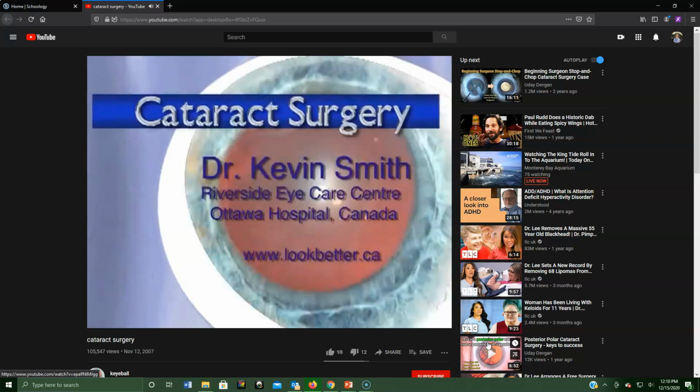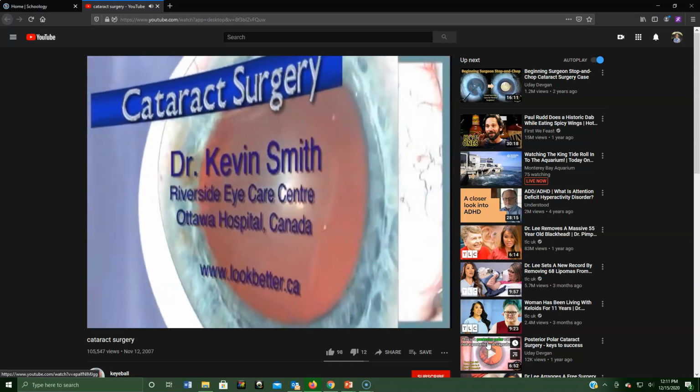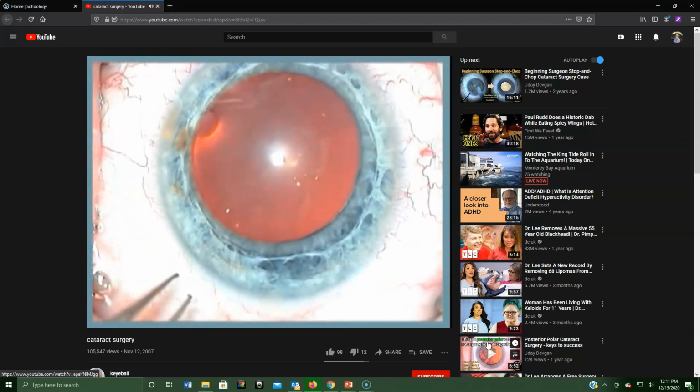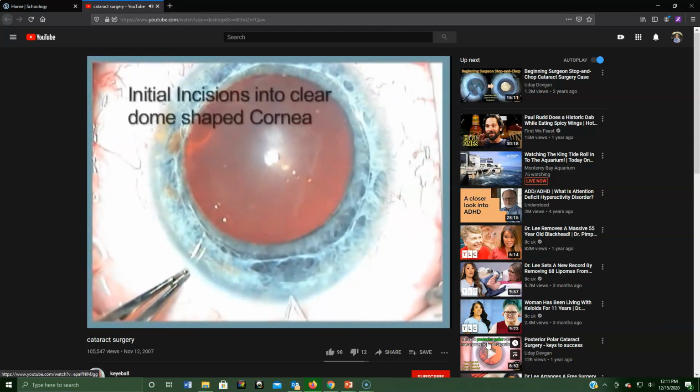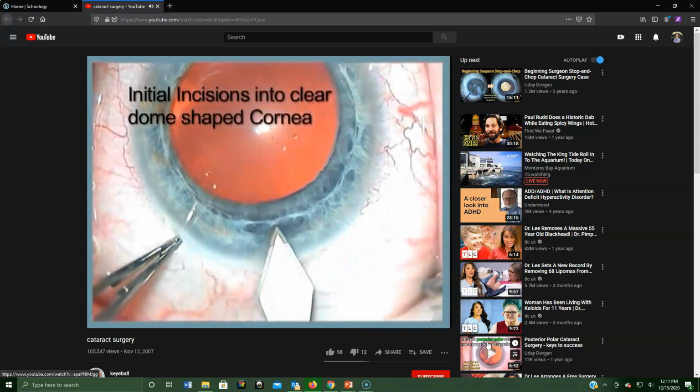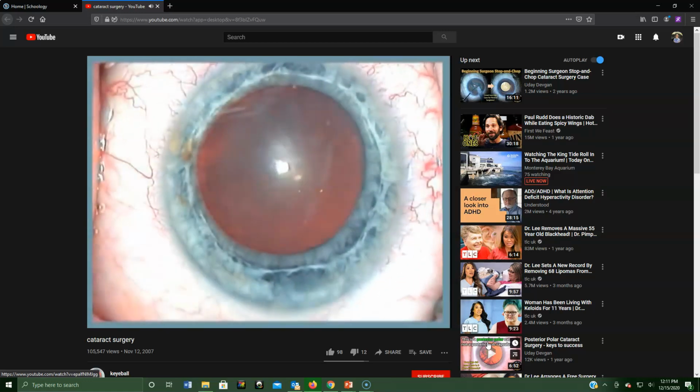Cataract surgery, Dr. Kevin Smith, Ottawa, Canada. Here we have the patient's eye staring at a bright light. The eye has been frozen with jelly. Initial incisions are made into the clear, dome-shaped cornea.